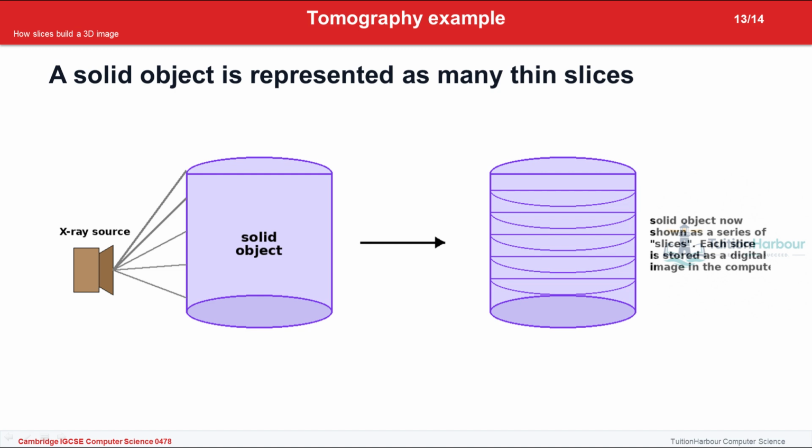Tomography example. A source scans the solid object from different positions. The computer creates a series of thin image slices. These slices are stored and combined to form a detailed three-dimensional representation.